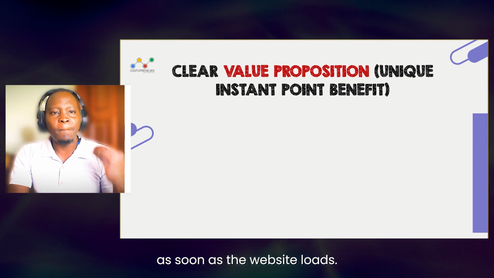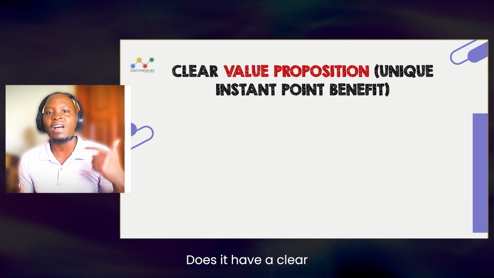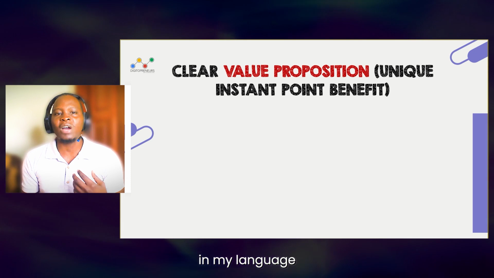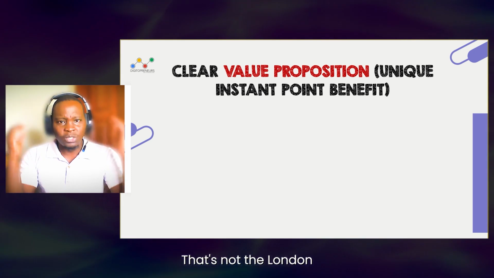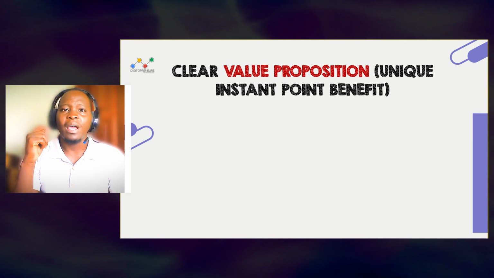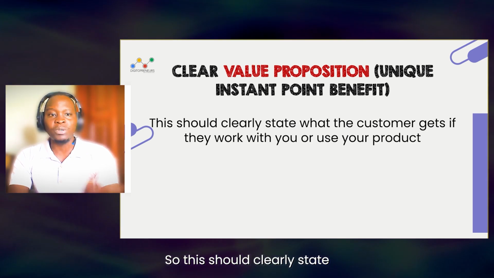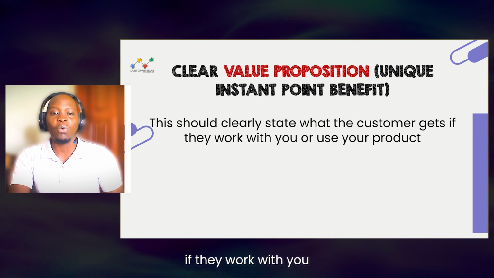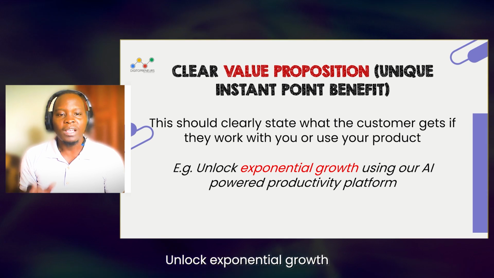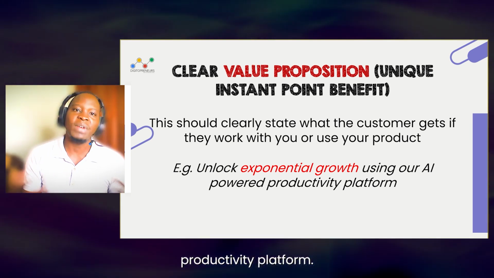Those are some of the things that you can look at to improve your loading times. Then as soon as the website loads, now we've gone past the loading time, does it have a clear value proposition? This is what I call in my language a unique instant point benefit. As soon as they land on the website, does it give them an instant benefit that they will get when they work with you? This should clearly state what the customer gets if they work with you or use your product. An example: unlock exponential growth using our AI-powered productivity platform.